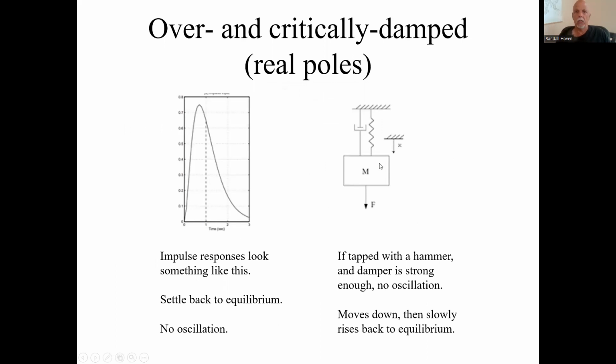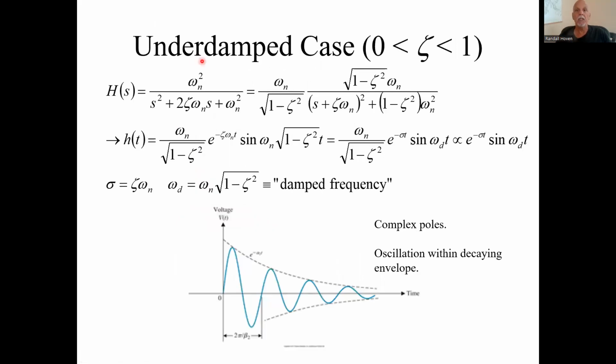So if you take this system and tap it down with a hammer, and you define down as positive, the response is going to look something like this. It'll go up to some maximum value, and then over time get back to where it started. And back. It doesn't bounce. But in the underdamped case, it will bounce. That's when the damping constant is between 0 and 1.